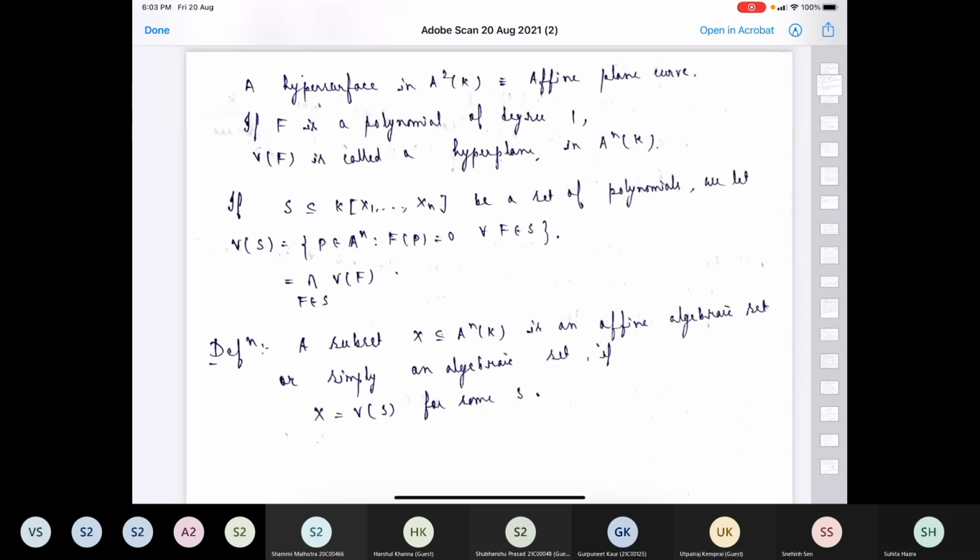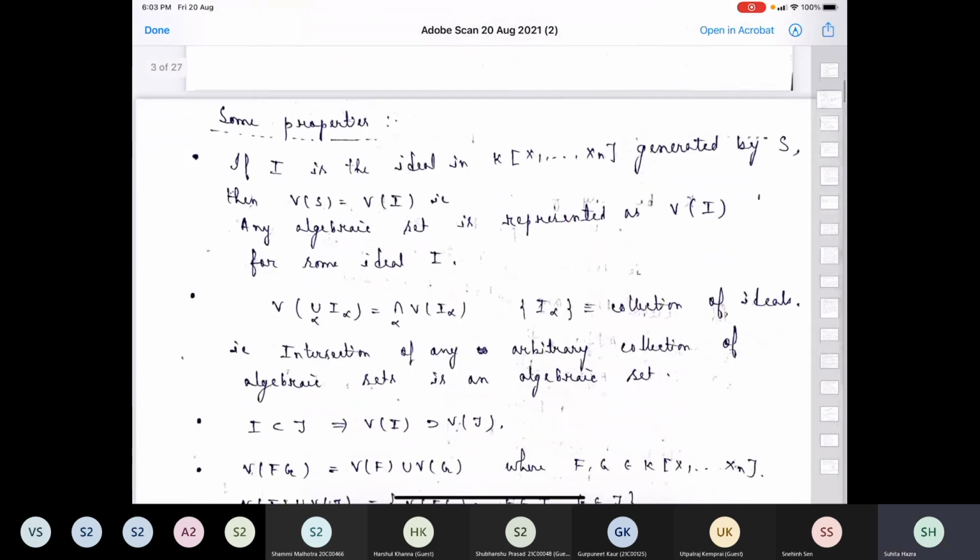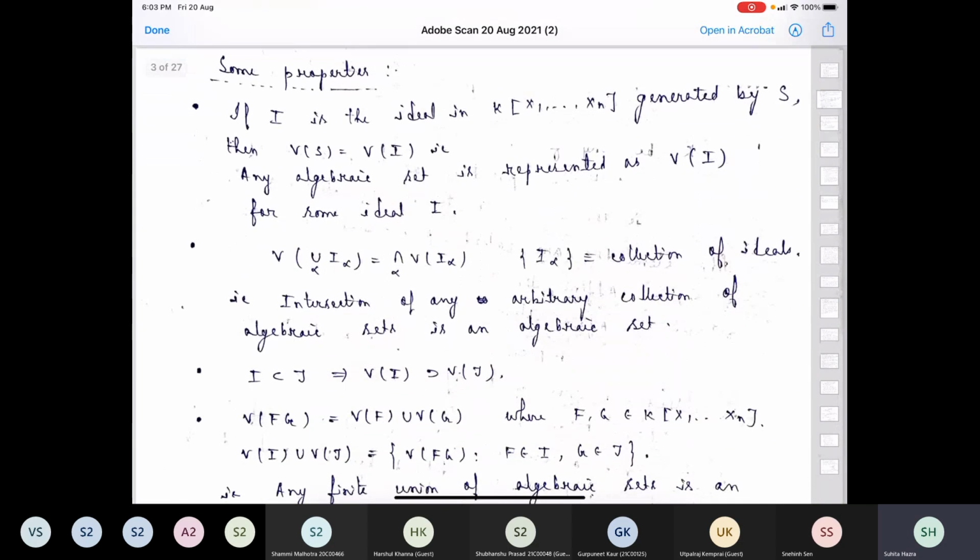Now, here is a definition: a subset X of A^n(K) is an affine algebraic set, or simply an algebraic set, if X equals V(S) for some S. So such sets we call algebraic sets, affine algebraic sets. Now we simply call them algebraic sets. So we are interested in some properties of these sets. It will become clear why we are studying such sets, algebraic sets.